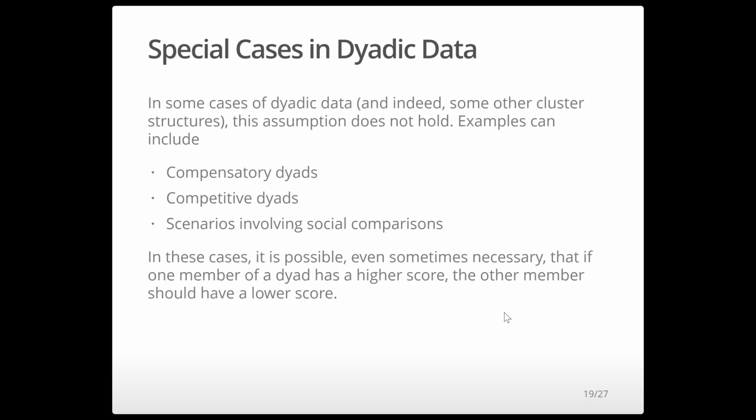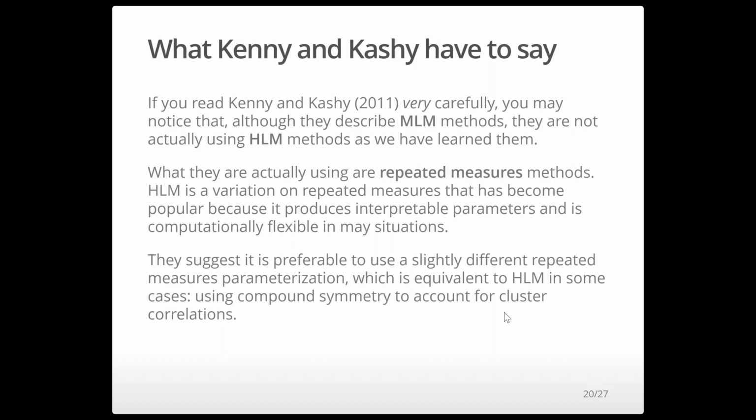So let's say you have two people playing a zero-sum game. So the higher one person's score is, by definition, the lower the other person's score is. So in this case, by definition, within each dyad, the correlation has to be negative. The higher one person's score gets, the lower the other person's score gets, and the lower the one person's score gets, the higher the other person's score gets. So this presents a problem.